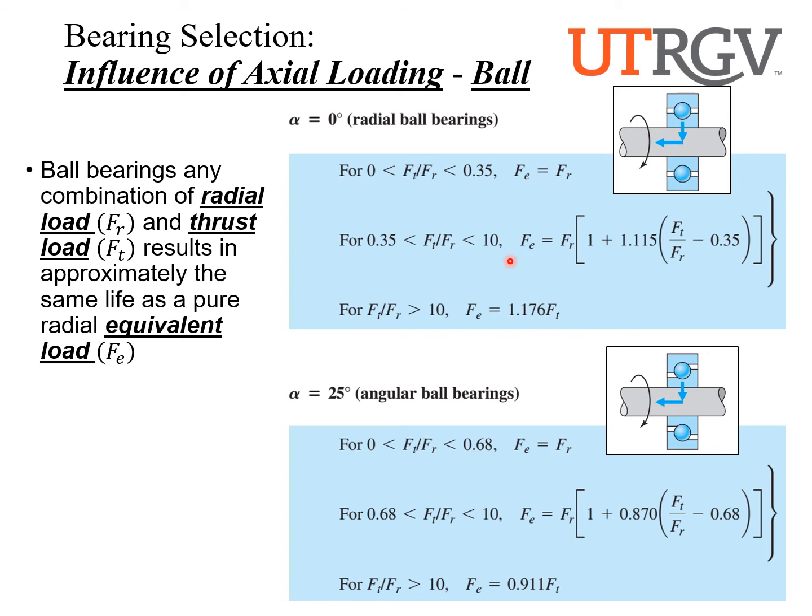Notice the difference between the radial and the angular ball bearings. Those limits are much higher for the angular bearing because these guys can take more of the thrust loads. And notice for the extreme cases where we have a whole lot more thrust load than radial load, the equivalent load for the angular is less than 1. It's about 91% of the thrust load, whereas the radial bearing is not designed to take the thrust load; it's greater than 1.176 times the thrust load.